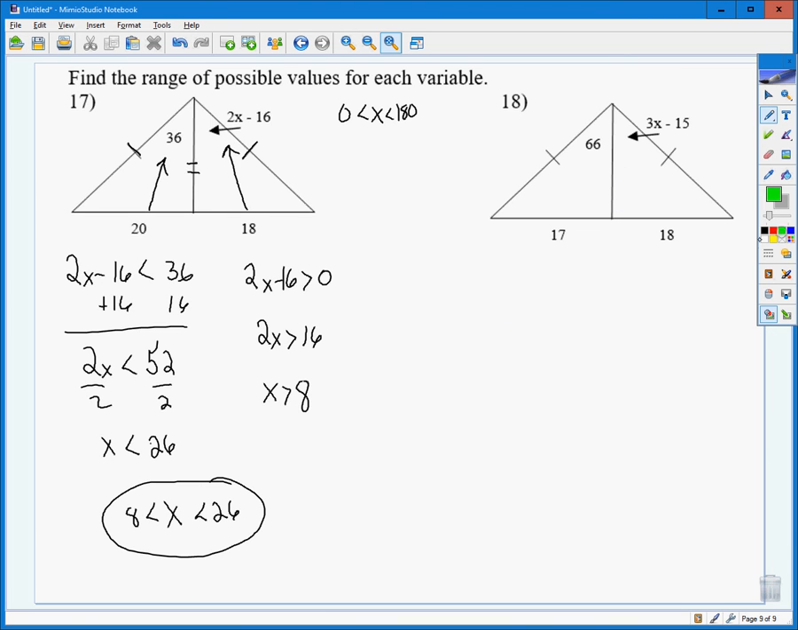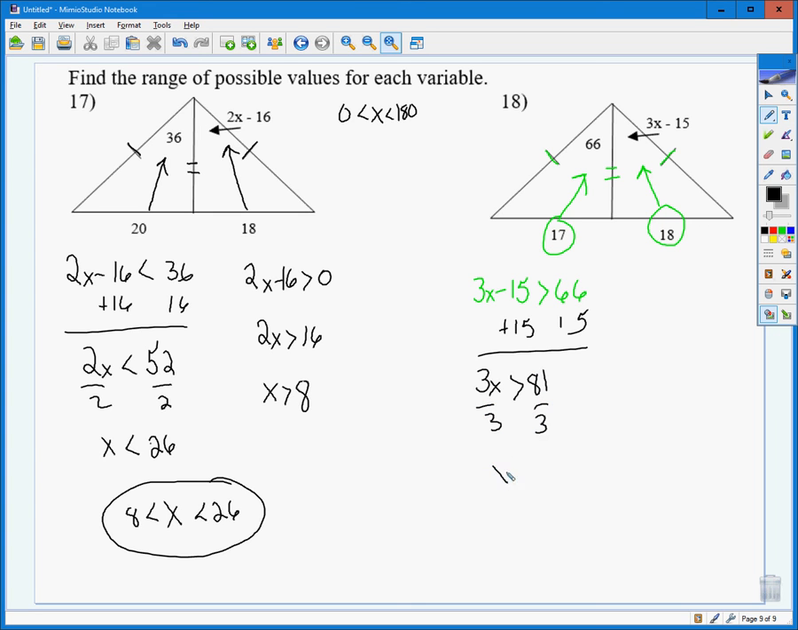Likewise, when I come over to number 18, I see I have one side marked as congruent. I have the reflexive side. Whatever's across from 18 is certainly going to be larger than what's across from 17. So 3x minus 15 has to be greater than 66. I'm going to add 15 to both sides. 3x is greater than 81. And I'm going to divide both sides by 3. x has got to be greater than 27.